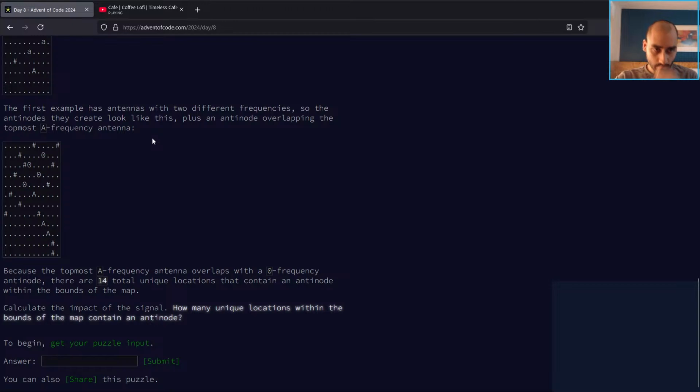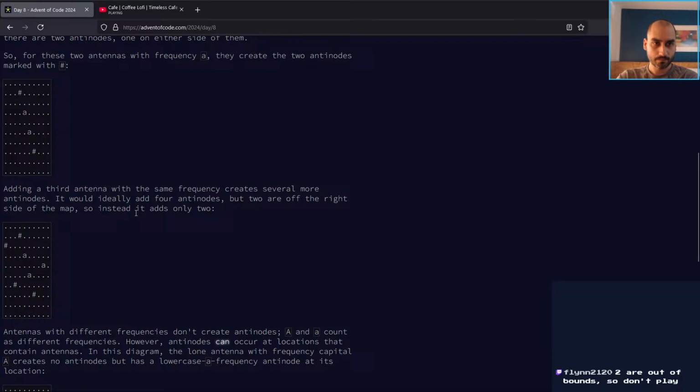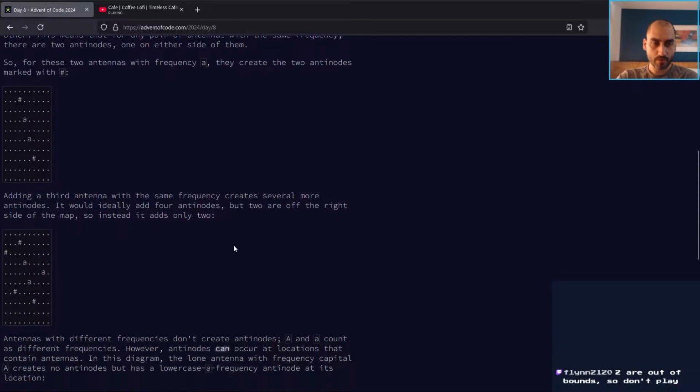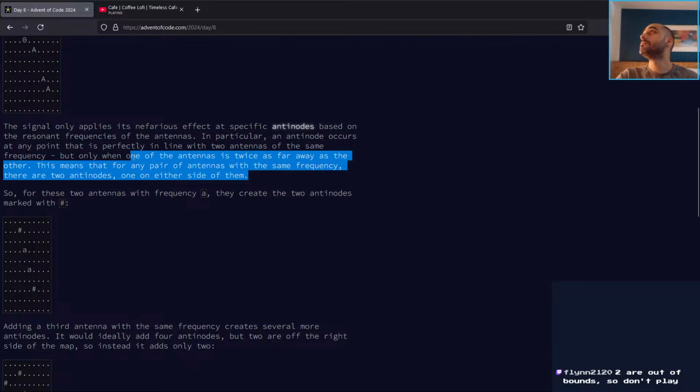Because the topmost A frequency antenna overlaps with a 0 frequency antinode, there are 14 total unique. 2 are out of bounds, so don't play. Yeah, so assuming there was no bounds, it would actually have 4. So really, there can be at most 4 antinodes, but I think this is saying there's always 2.